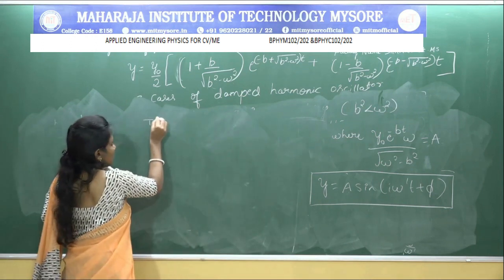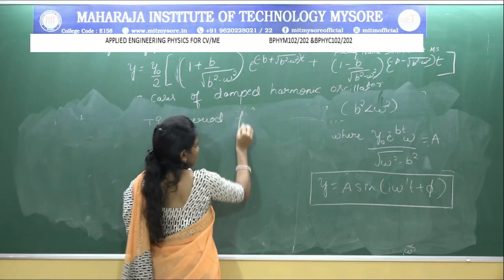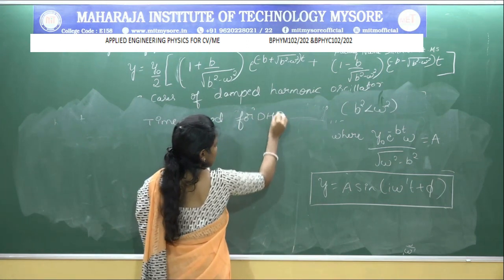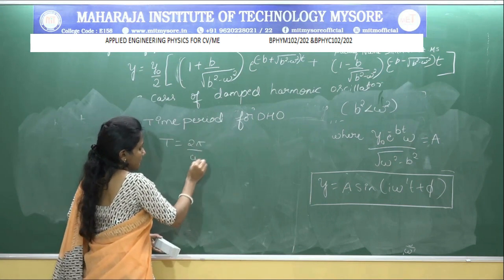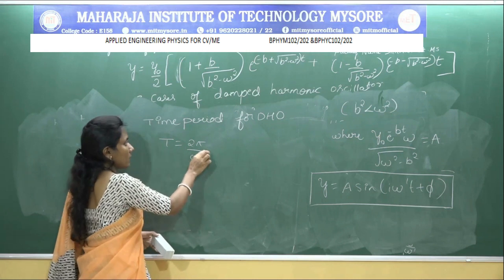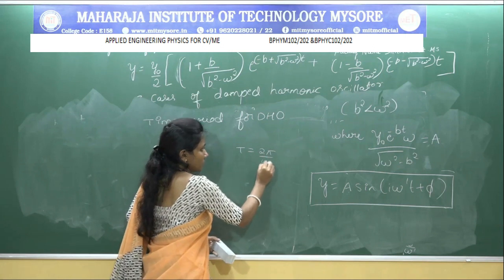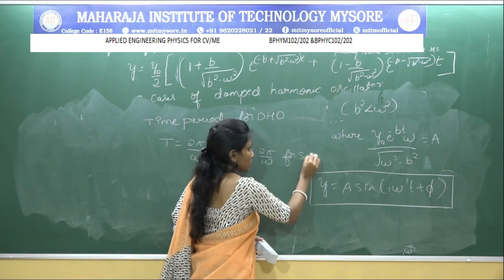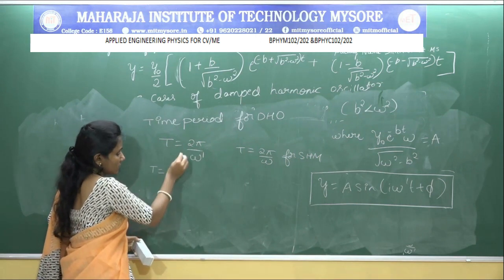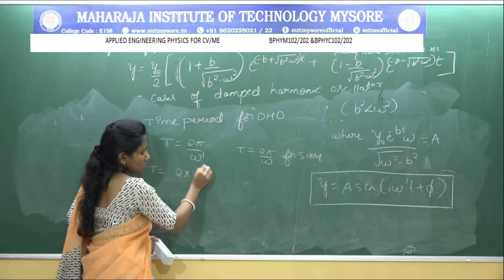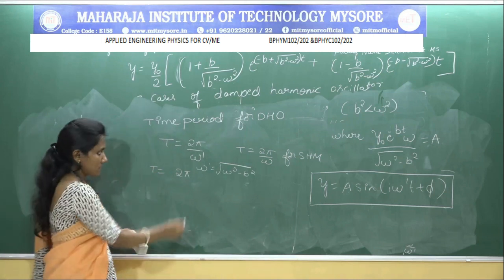The time period formula for the damped harmonic oscillator is T equal to 2 pi by omega prime. But for SHM, simple harmonic motion, T is equal to 2 pi by omega. In this case, the damped harmonic oscillator, 2 pi by omega prime. Then omega prime is root of omega square minus b square.